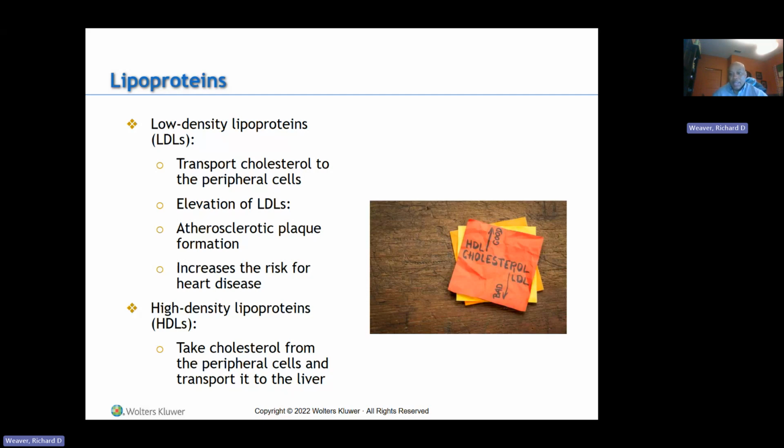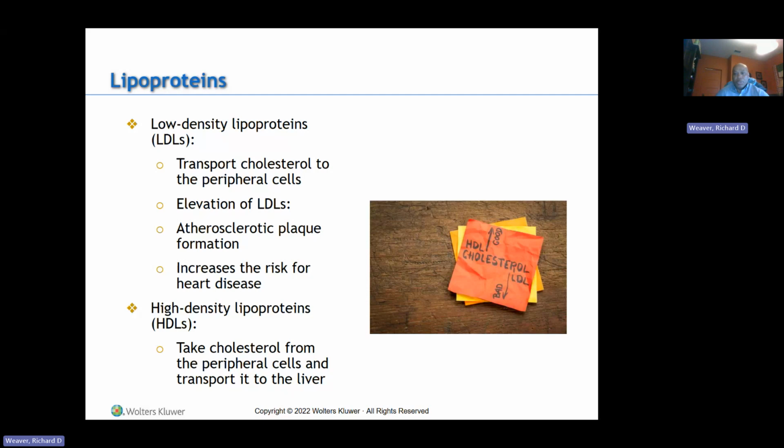Now, elevation of the LDL level increases the risk of heart disease because, again, the plaque builds up within those arteries. They narrow the arteries, or sometimes cause a complete obstruction, essentially, and blood cannot get beyond that point, and the tissue dies, if you will.